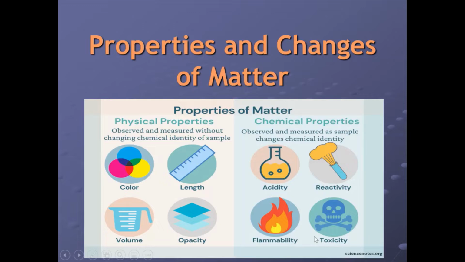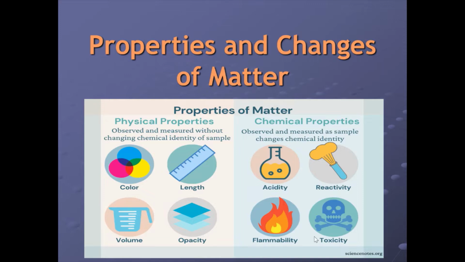All right, so today we're going to be talking about properties and changes of matter. So remember, we talked about in the previous chapters what matter is, and then we talked about some examples of matter and its different phases, right? Solids, liquids, and gases. But now let's talk about some of those properties and then what happens when they change, right? So examples of physical properties of matter are just things that you can observe and that you can measure without changing the chemical identity of the sample.